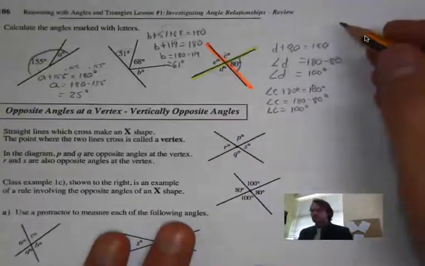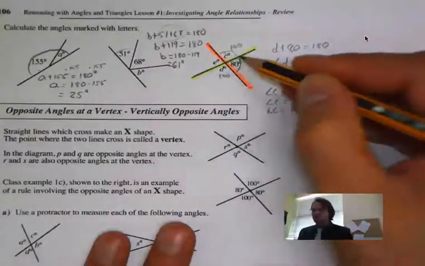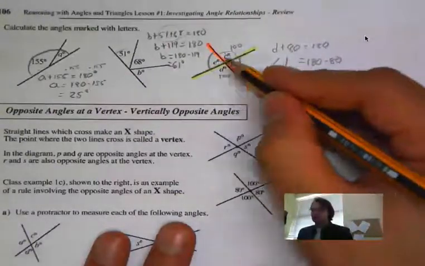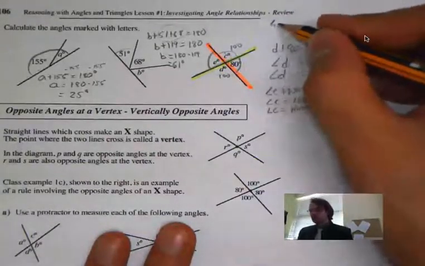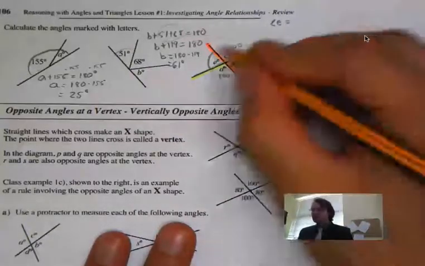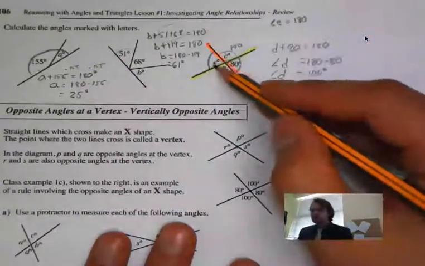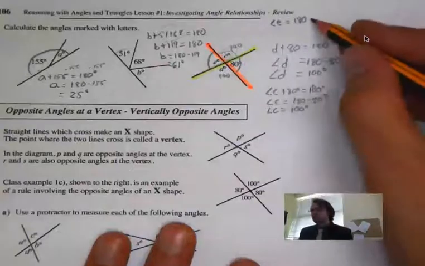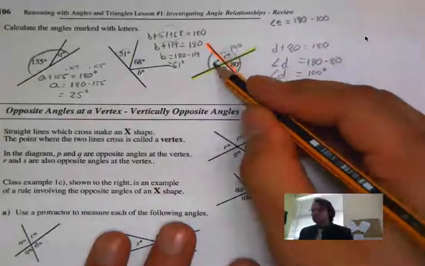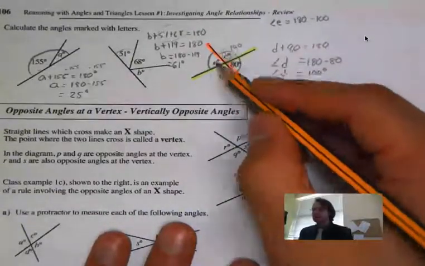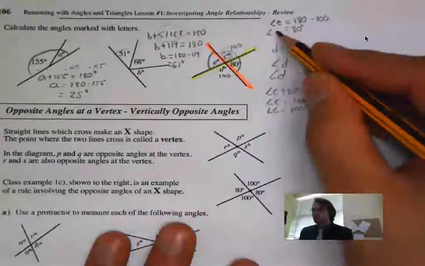So this is 100, this is 100. Now we have to find angle E. I could use C and E or D and E. I'll rearrange it and skip a step: angle E is equal to 180 subtract this 100 degrees, because C plus E is equal to 180, so 180 minus C must be equal to E. So we get 80 degrees is equal to angle E.